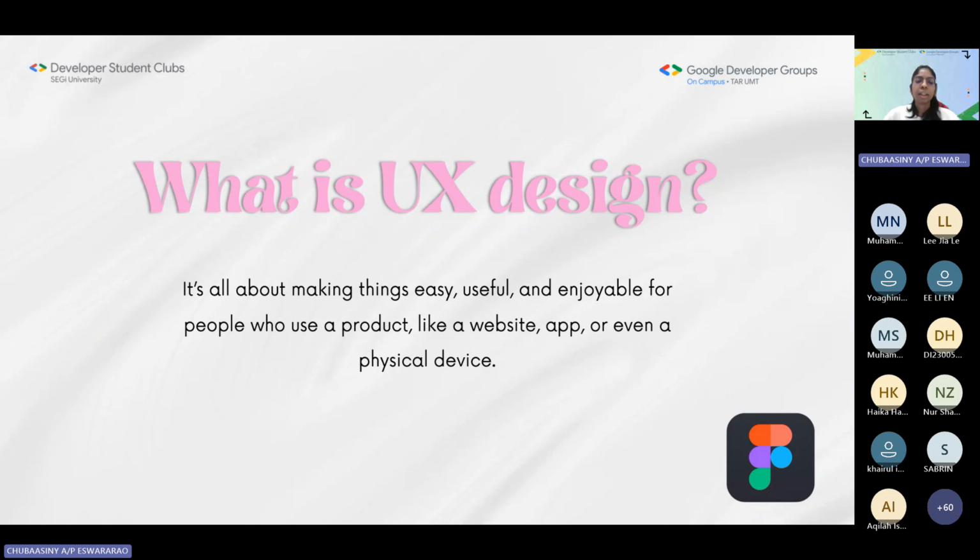UX design is all about making things easy, useful, or enjoyable for people who use the product. It can be a website, an app, or even a physical device. If you wanted to use anything without a guide, you cannot use any product, right? For an example, the most famous app is Instagram. Let's say you are looking at a post on Instagram. How do you know that you want to like that post? How do you know that you can comment on that post?